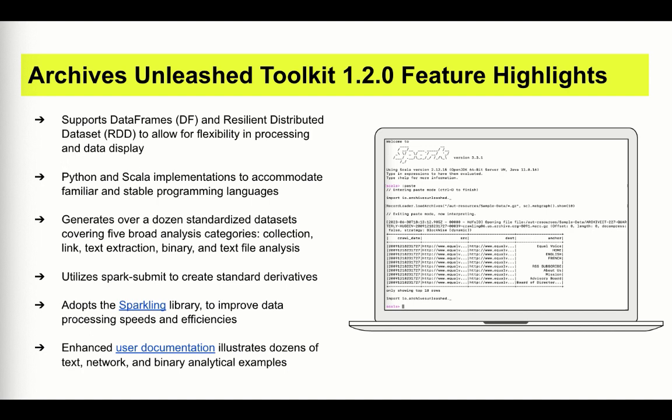It presents unlimited combinations of generating standardized datasets that can be used as scholarly objects to explore five functional analysis categories: collection, link, binary, text file analysis, and text extraction. The toolkit also allows users to utilize Spark Submit to create over 20 different derivatives of web archive collections. It adopts the Sparkling library, which was developed as a data processing library for the Internet Archive to improve the speed, efficiency, and reliability of parsing WARC records. And our enhanced user documentation illustrates dozens of text, network, and binary analytic examples.